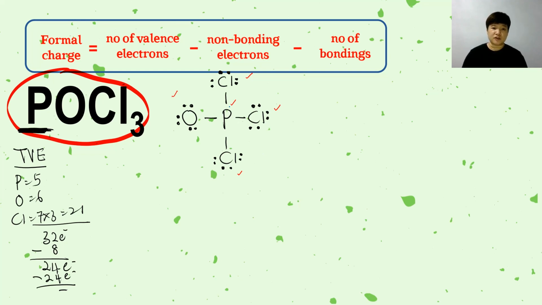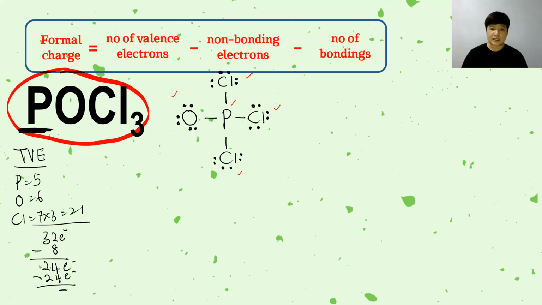Bear in mind, your phosphorus is in period 3. So your phosphorus can have an expanded octet. Expanded octet means your phosphorus can have more than 8 electrons around it. How can phosphorus have more than 8 electrons around it? Simple. Oxygen gives a lone pair, forming a double bond with the phosphorus.